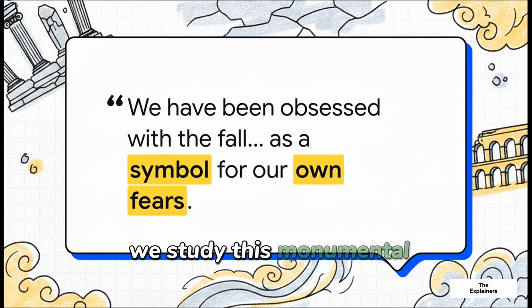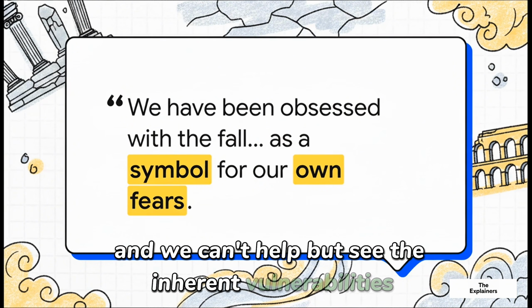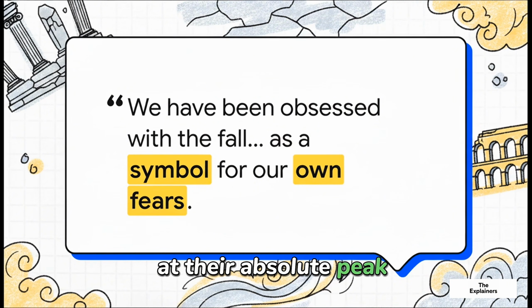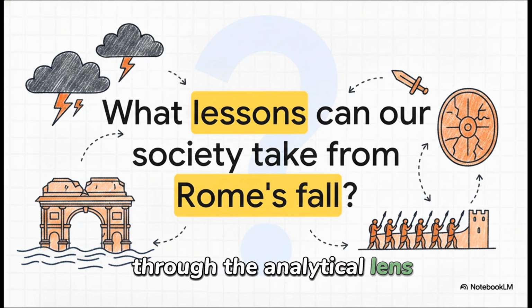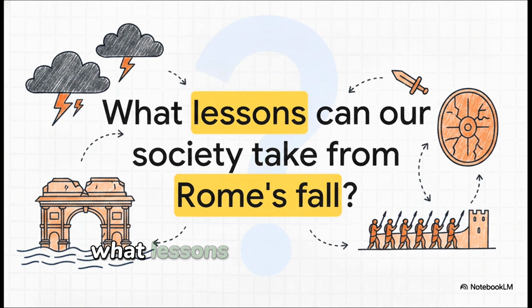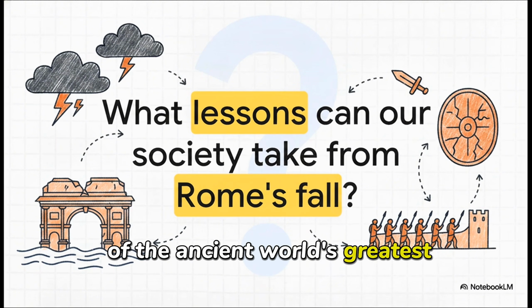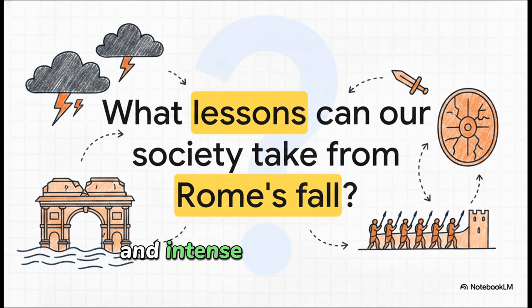Ultimately, we study this monumental collapse because, as historian Glenn Bowersock so beautifully notes, Rome serves as a mirror for our own societal anxieties. We look at its ancient ruins and we can't help but see the inherent vulnerabilities of all human institutions, no matter how invincible they might seem at their absolute peak. So I want to leave you with this final thought. As you look at the modern world through the analytical lens of everything we've just unpacked today, what lessons should we be taking away from the complex structural unraveling of the ancient world's greatest superpower? Seriously, think about how things like climate shifts, border pressures, and intense internal political division deeply echo in our own world today.